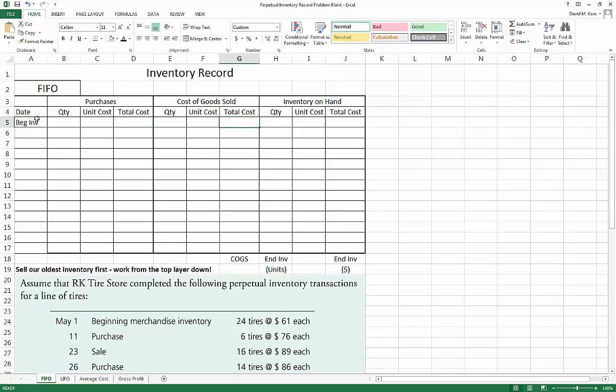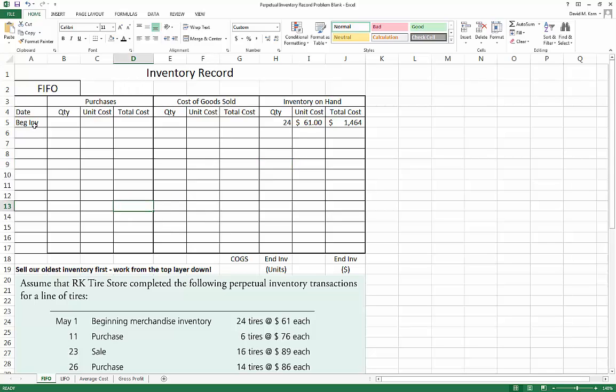And we saw that we had 24 at $61. Now to get the total cost, all we do is take 24 times 61. So we know our cost basis for what we had in beginning inventory was $1,464. Now, remember as we do this, this is FIFO. So even though it's not what's happening in reality, we always have to think of selling our oldest inventory first, so we're going to work from the top layer down.